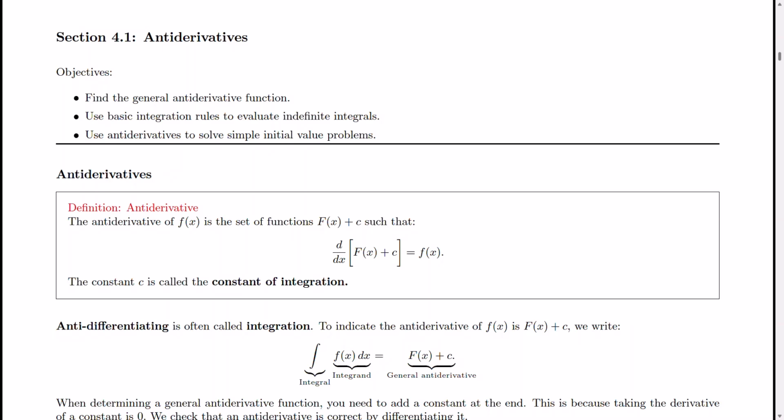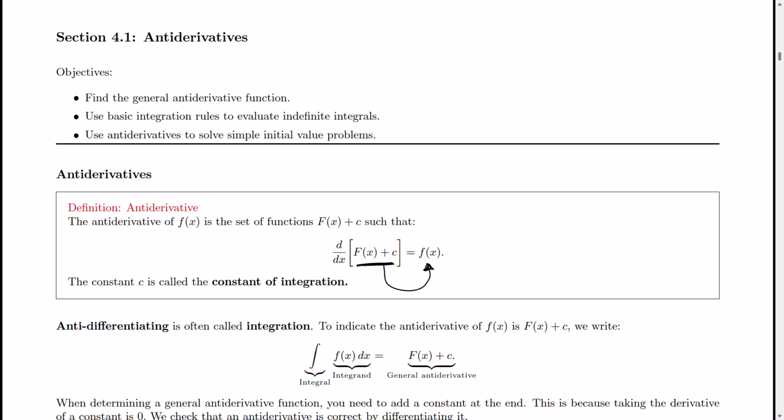What is an antiderivative? We say that the antiderivative of a small function f of x is the set of functions capital F of x plus c such that the derivative of the capital F of x plus c is equal to the small f of x. So something is called the antiderivative if its derivative will give us the small function called f of x.